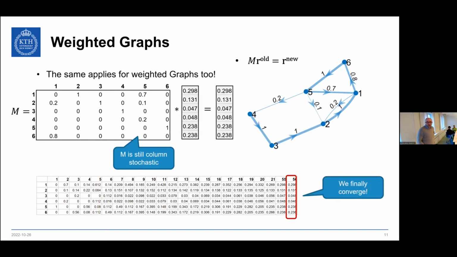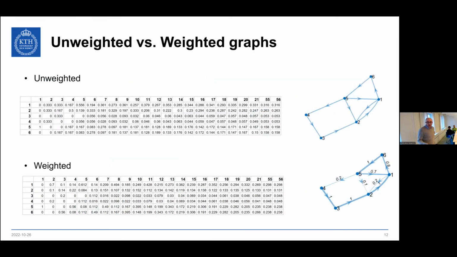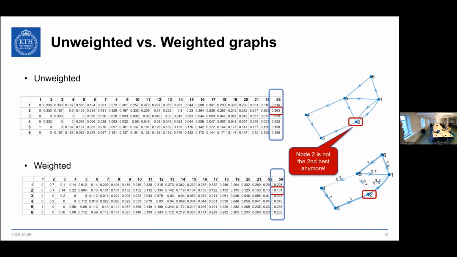We can even see how it converges. Now it converges, but to different ranks. Naturally, this graph is different from the previous one, although very similar, and the ranks would be a bit different. If you look at, say, node 2, in the previous graph it was the second best, but in this graph it's not the second best anymore; maybe it's the fourth best. Although it had some incoming links, they are so thin that they almost didn't count, and then these other nodes probably took more of the rank. So just to say, it works on both weighted and unweighted cases.